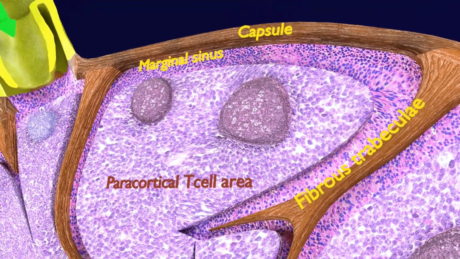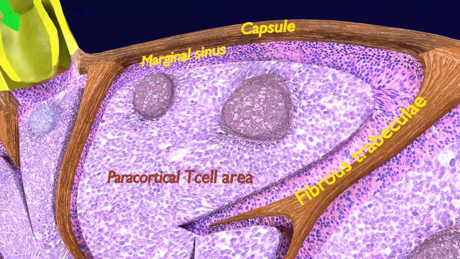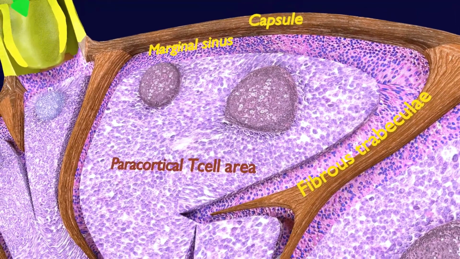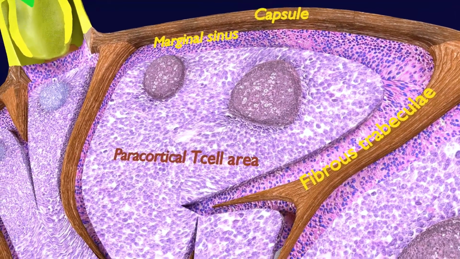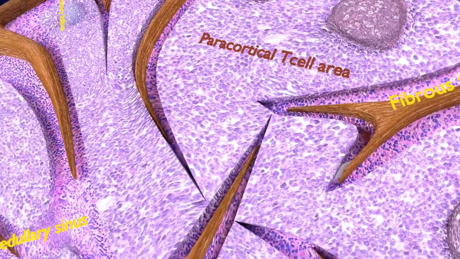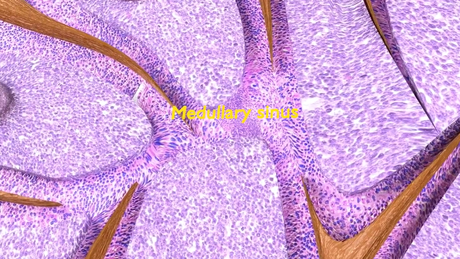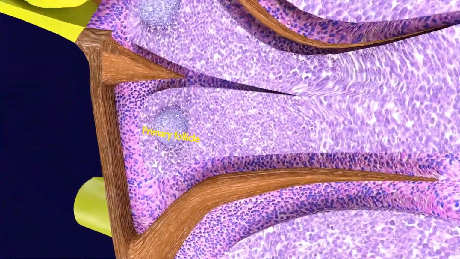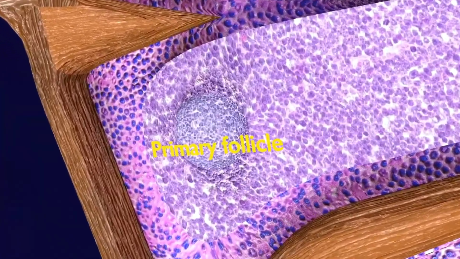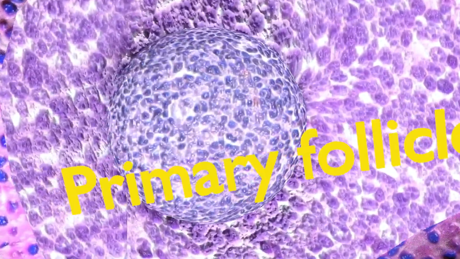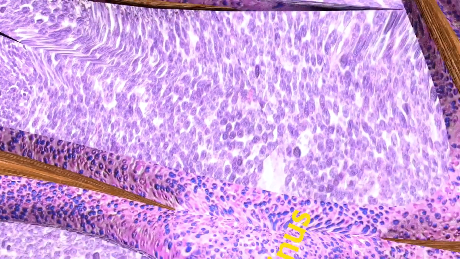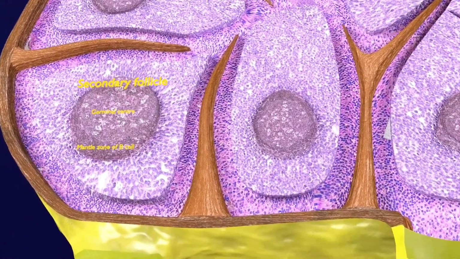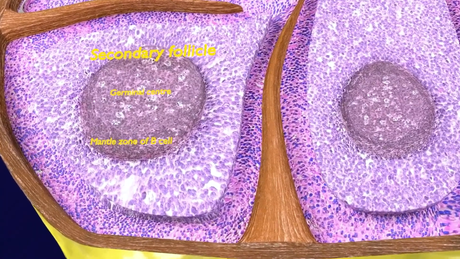The dark area that you are seeing now is the cortex, which is abundant in B cell, and surrounding these cortical areas is the paracortical area where T cells are abundant. Now this is the medullary sinus, where medullary lymphatic fluid are present. Here B lymphocytes aggregate to form primary follicle. When there is antigenic stimulation of B lymphocyte, primary follicle convert into secondary follicles.